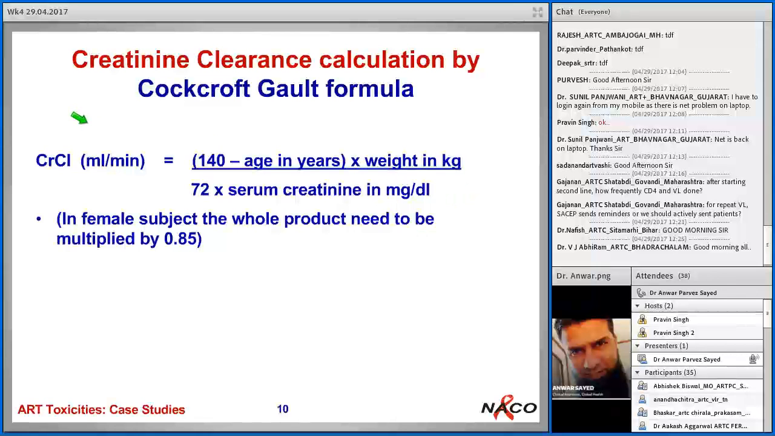This is a formula we use for measuring the creatinine clearance. You can use this formula, or you can also use applications. These days your mobile phones will have many applications to calculate creatinine clearance. Just put in the numbers, you need not write anything and calculate, it will immediately give you creatinine clearance. Why is it required? Because we are using tenofovir in the first line.